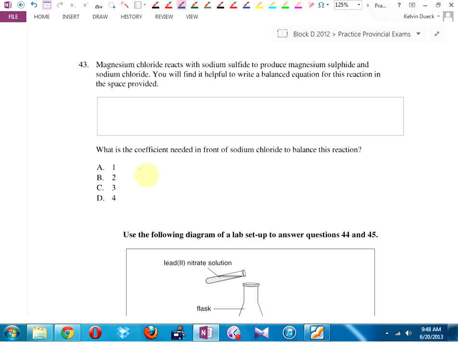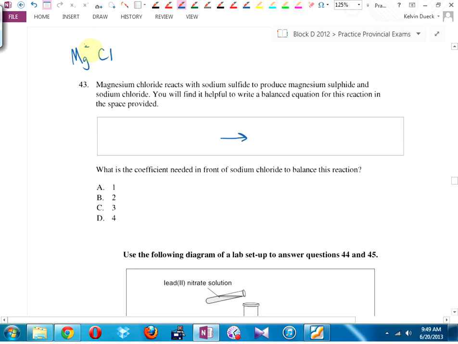Number 43. Magnesium chloride reacts with sodium sulfide to produce magnesium sulfide and sodium chloride. This is a double replacement reaction. They want us to balance the equation. Okay. Magnesium. Symbol? Chloride, Cl. What's the charge? What's the valence charge on magnesium? 2. What about on chlorine? 1.